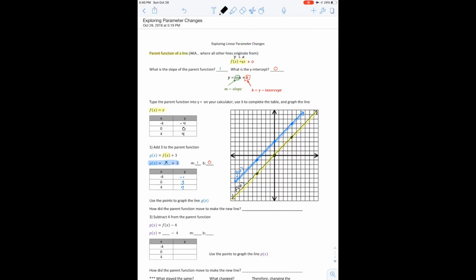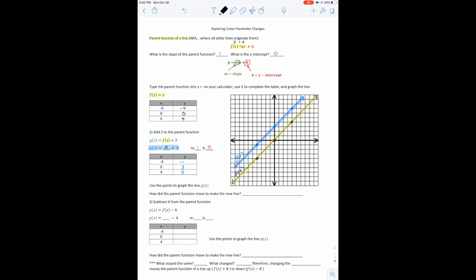Alright, so now there's a question. How did the parent function move to make the new line? So what happened to our yellow highlighted line to get to the blue line? Like, how can we move the yellow line to get to the blue line? It is moving up 3. So it moved up 3 units.